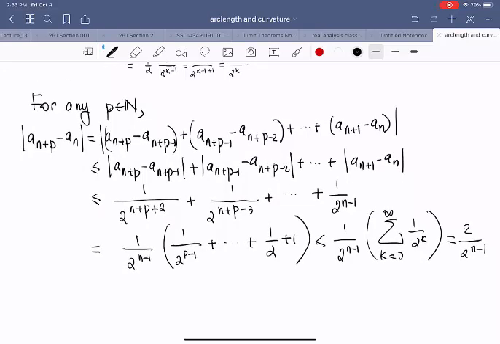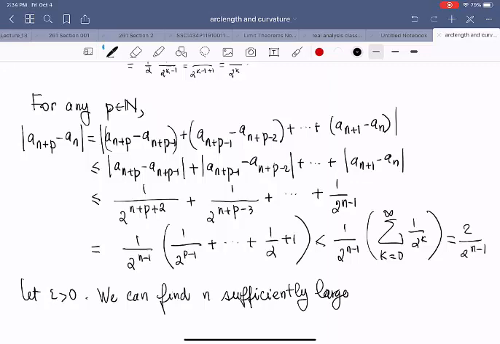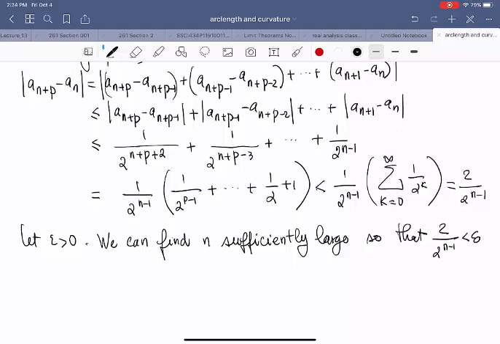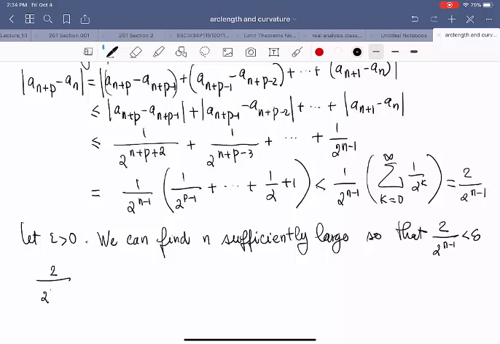Okay, so now let epsilon be a positive number. We can find n sufficiently large so that, of course, 2 over 2^{n-1} is less than epsilon. So the idea is to notice that 2 over 2^{n-1} is actually just 1 over 2^{n-2}. And I would like you to check. I know I'm leaving a lot of holes in the proof, but those gaps are for you to fill. So check that indeed that's the case, that this is less than 10 over n.